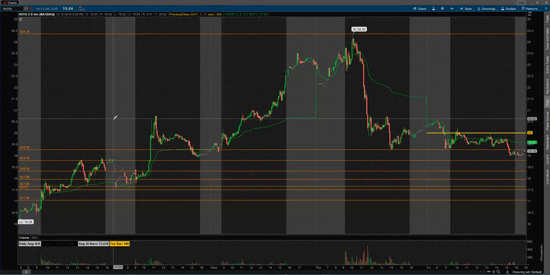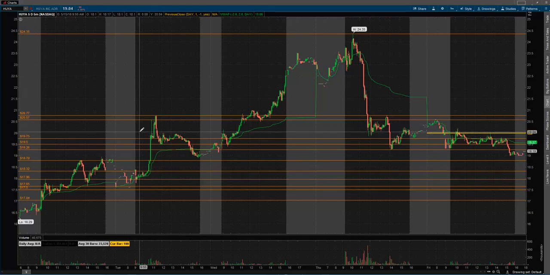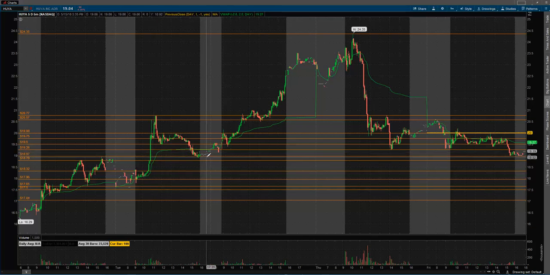So at this point, this is the high of the day. Then it hit this, which was the high of the day. It pulls back and consolidates here. It pulls back and consolidates here. This was a high at this point. So we want to look at this. What happens? It pulls back here.